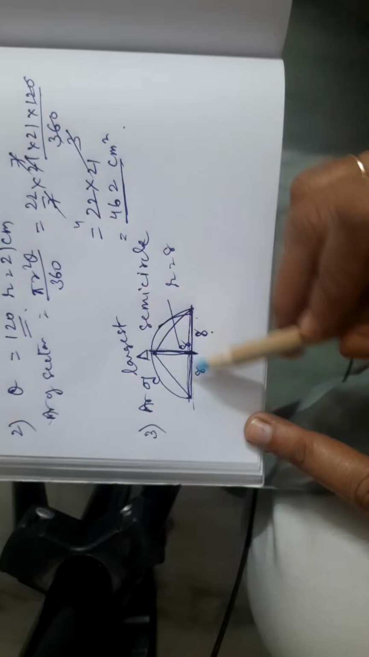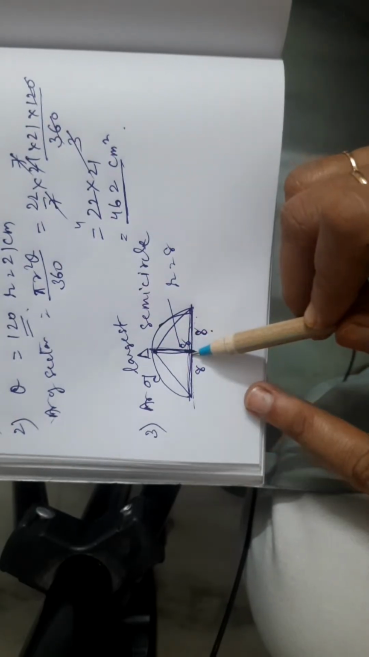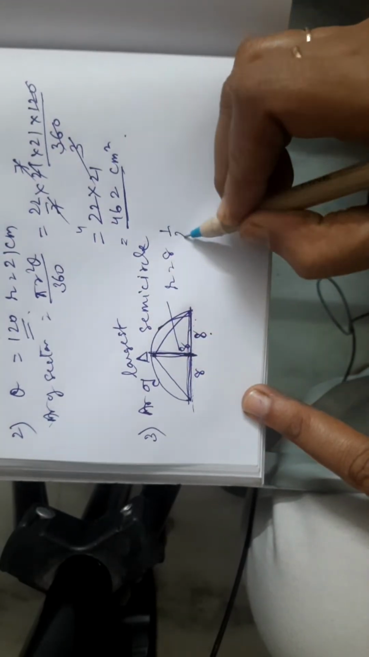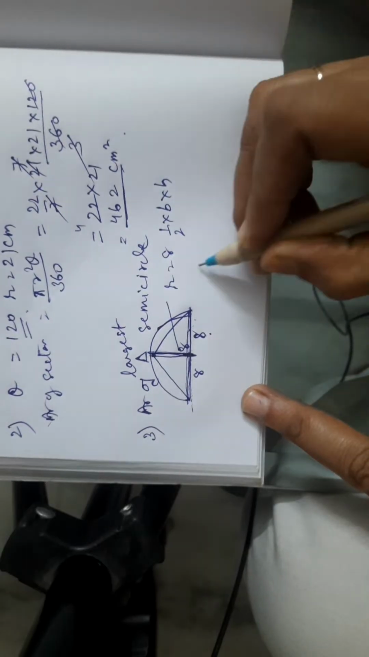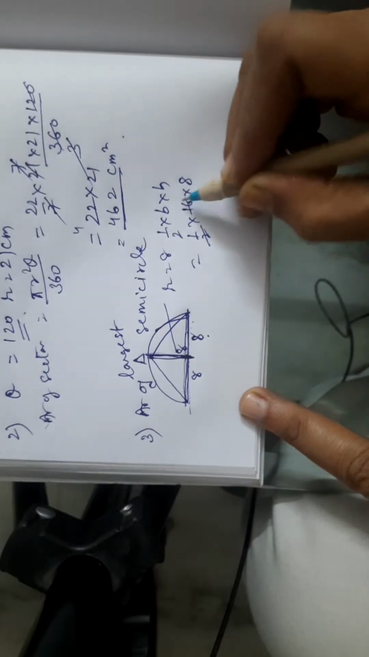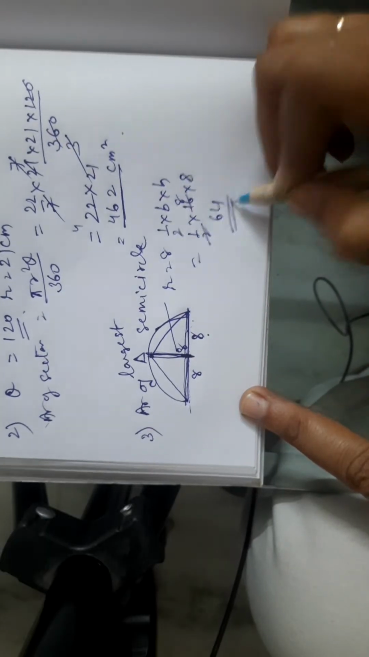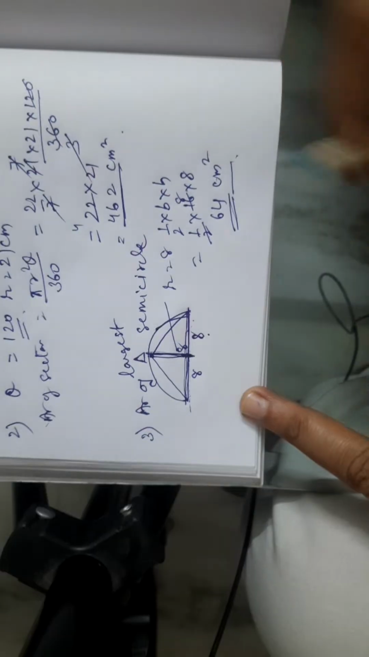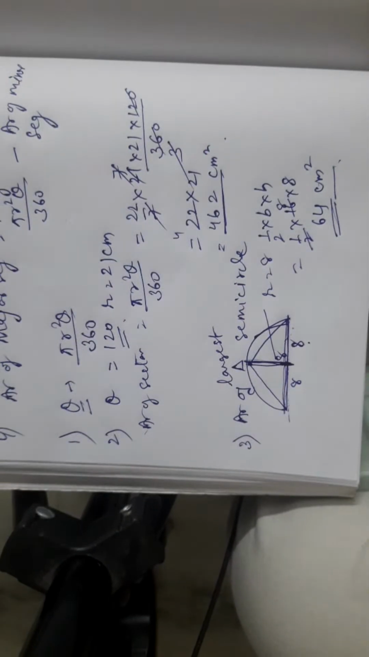So in the triangle we got base and height both. Thus we can calculate its area easily by using the half into base into height formula. Thus half, base is 16, height is 8. Thus the final answer is 64 centimeter square. So this is how we can calculate this simple MCQ.